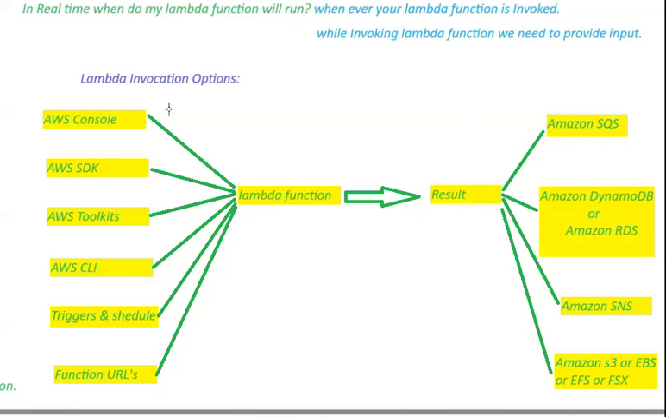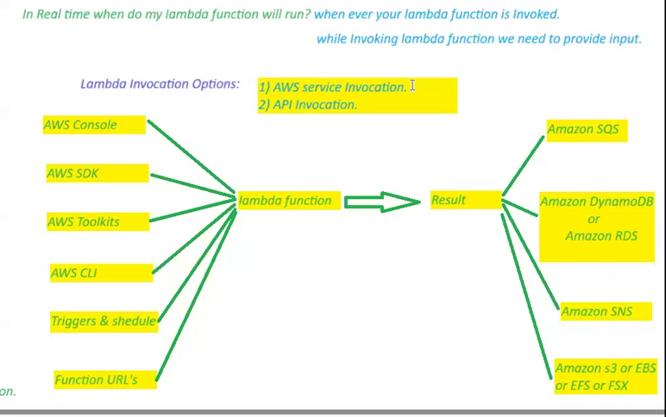Coming to these invoking techniques, they are again classified into two types. First one is service based invoking and second one is API calls based invoking. If an AWS service invocation happens, then the AWS service invokes your function. You cannot select any invocation type. The AWS service will select the invocation method for you.